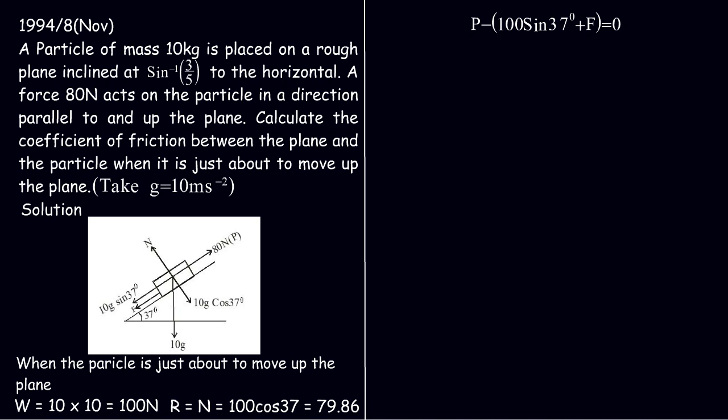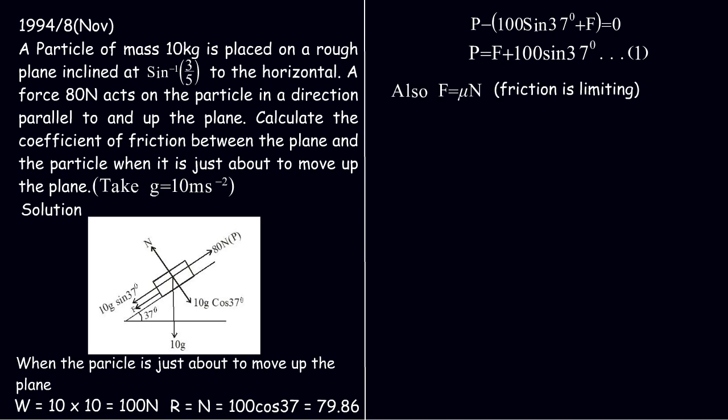So when the particle is just about to move up the plane, we know that P minus in bracket 100 sin 37 plus F will be equal to 0. Rearranging, P will be equal to F plus 100 sin 37. Let this be our equation 1. Also our frictional force will be equal to mu N, and we know that our reaction will be equal to 79.86, so our frictional force will be equal to 79.86 mu.